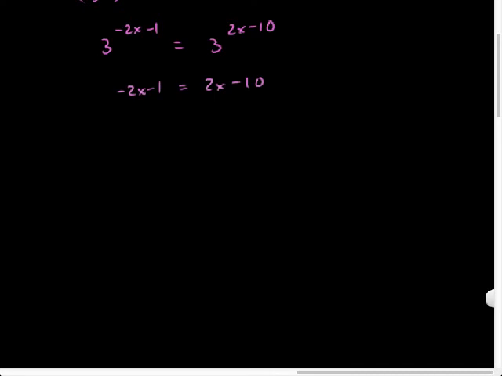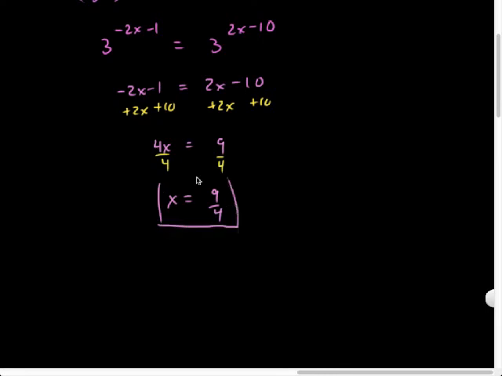And now I can solve this normal. I no longer have any crazy exponents. Maybe I'll add 2x to both sides. Maybe I'll add 10 to both sides at the same time. And I'm going to do a flipperoo here. 2x plus 2x is 4x. Let's see. -1 plus 10 is 9. And how do I solve that? Divide by 4. Right? So I'm able to solve this because I was able to rewrite those in terms of the same base.